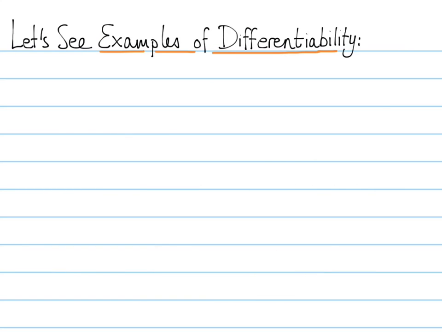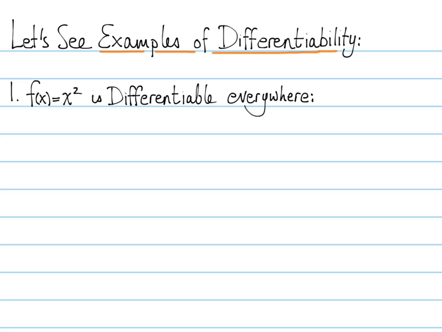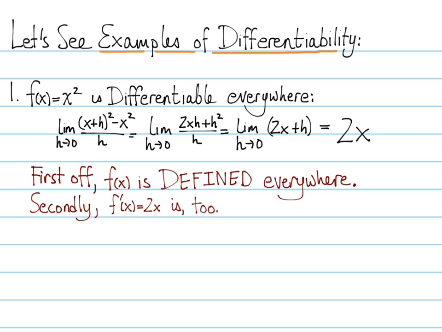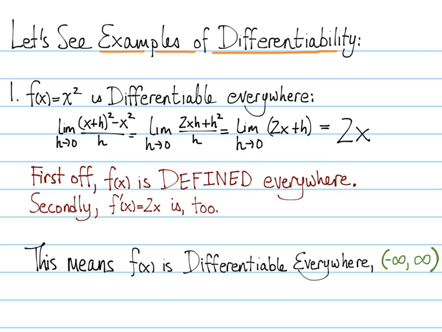Alright, so the next few slides we're going to compute the derivatives and talk about where these functions are differentiable. So f of x equals x squared is actually differentiable everywhere. Why? Well, if you compute the derivative using the normal method, you see that the derivative is 2x. Well, the nice thing about 2x is it's a polynomial. It exists for all values of x. Since the derivative exists for all values of x, and the original function exists for all values of x, then the function is differentiable everywhere.